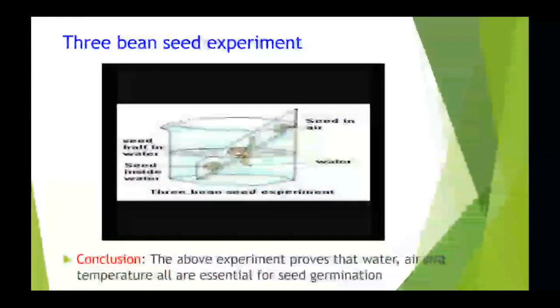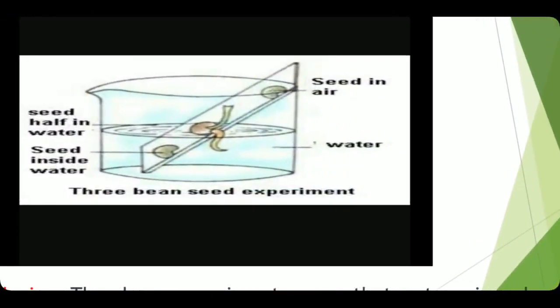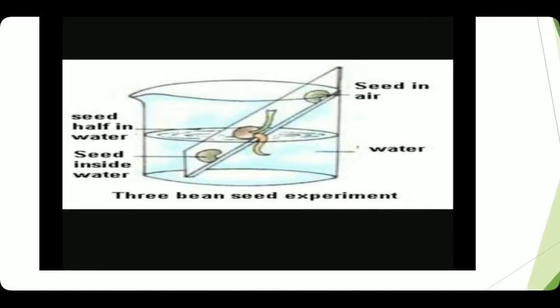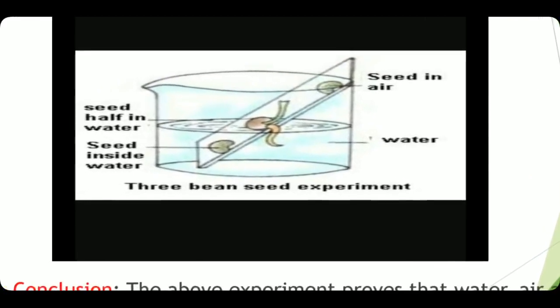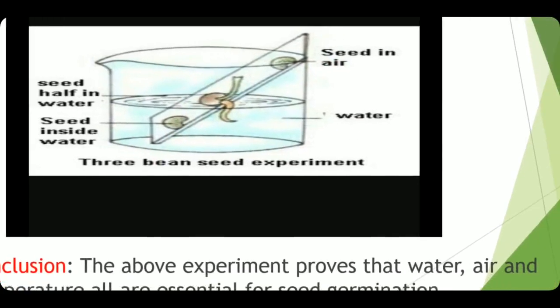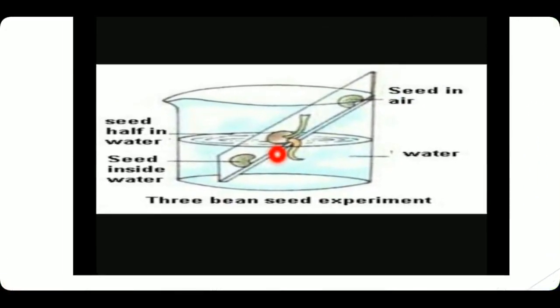The last experiment is the three bean seed experiment. This is an interesting experiment. We take a glass beaker and half fill it with water, then take a glass slide and three equal sized bean seeds and tie them as shown in the figure. Keep in mind that the middle one should be half immersed in water. Then keep the setup as it is. Now what would be your observation? Which one will germinate?